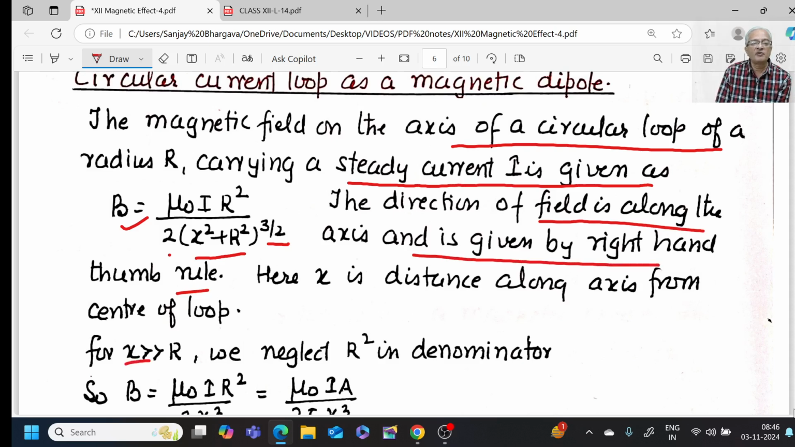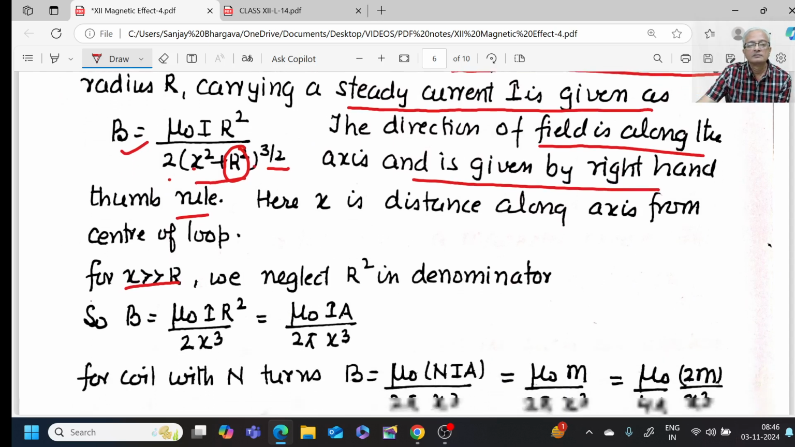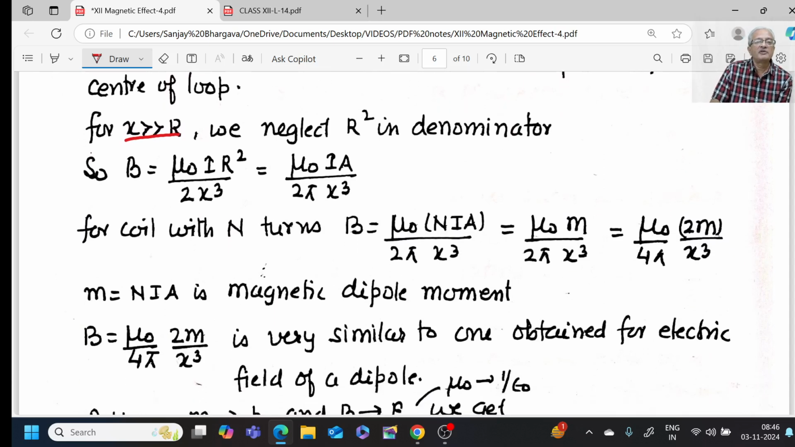Now let x be very much greater than r. If x is very large, then r square here can be neglected. If r square is neglected, then the denominator becomes twice x cube. So that is what we are seeing here. Magnetic field would be equal to mu 0 I into r square upon 2x cube. Multiply by pi and divide by pi. So pi r square would give the area of cross section, and that another pi exists here to make things normal. So magnetic field would be mu 0 IA upon 2 pi x cube.